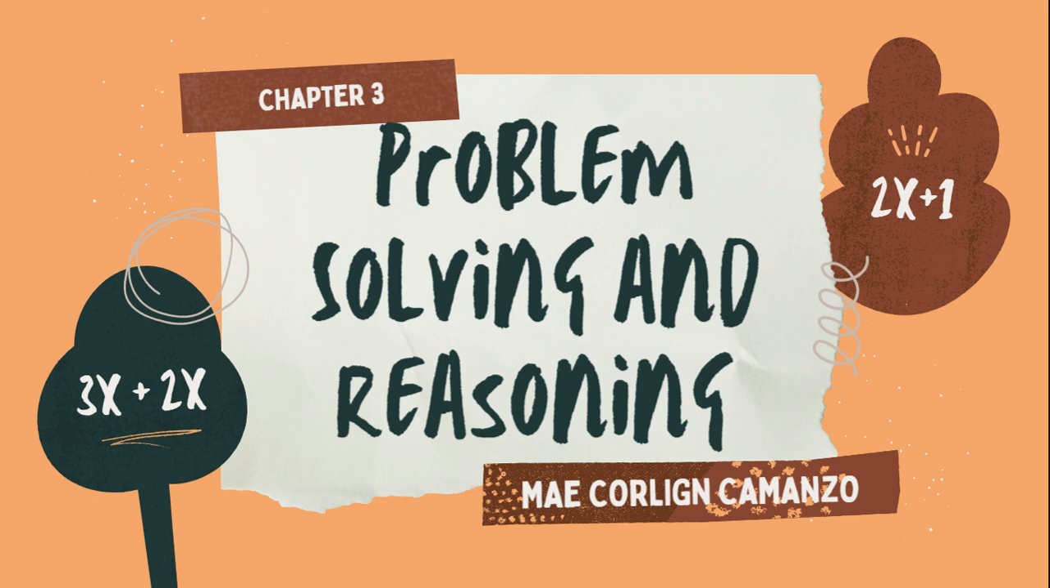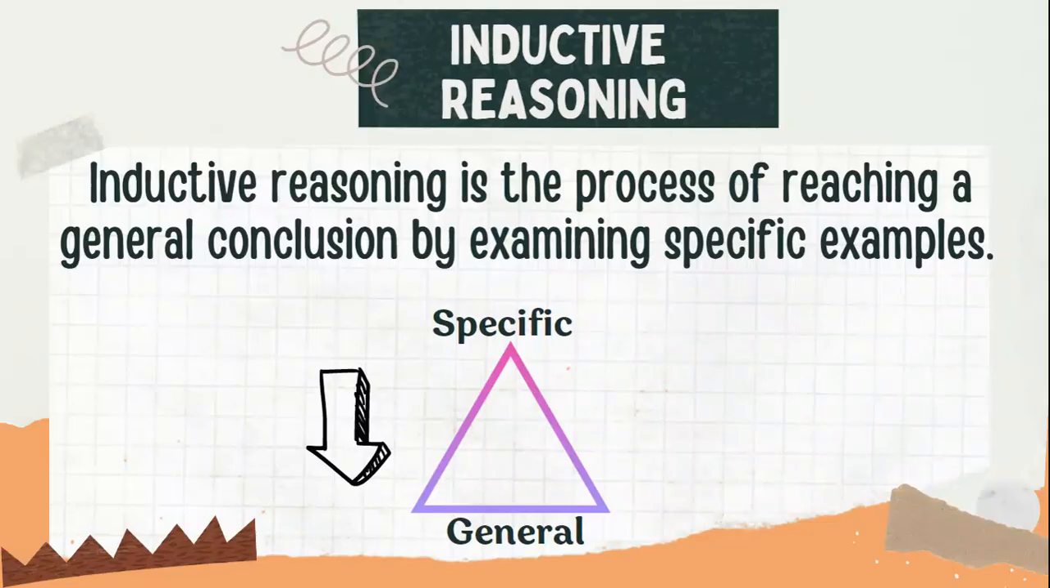So, chapter 3.1 is problem solving and reasoning. Here in this lesson, we are going to talk about inductive and deductive reasoning. First is inductive reasoning, the process of reaching a general conclusion by examining specific examples. In inductive reasoning, you are given specific examples, and then from there you are going to form a general conclusion. So for example, a dog, cats, birds.